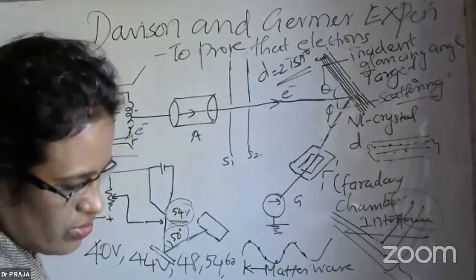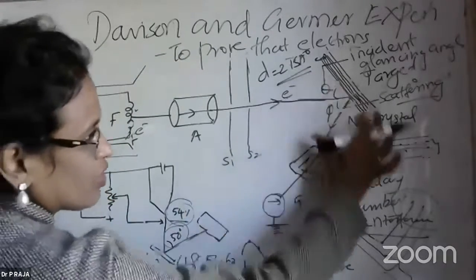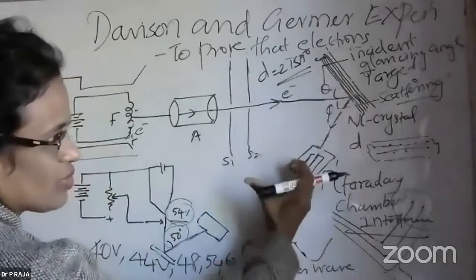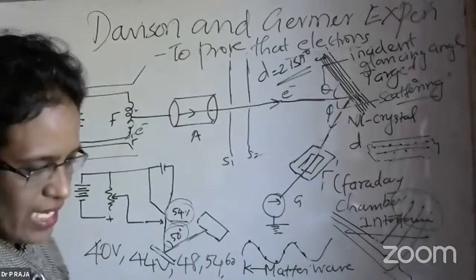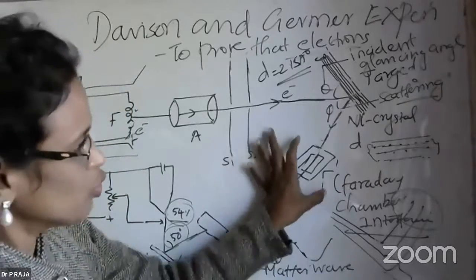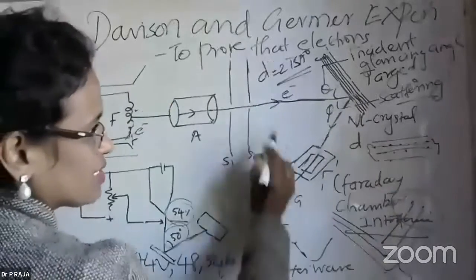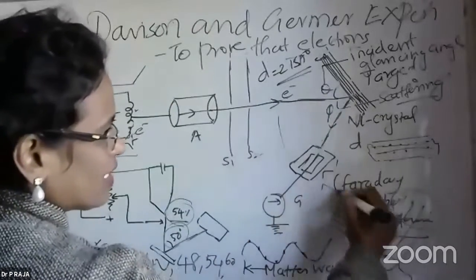Okay, now, here whatever they got is like a current. The current was measured using the galvanometer. This is an ionization chamber, which was moved. This setup was also moved here and there on an axis, as a circular axis like this.